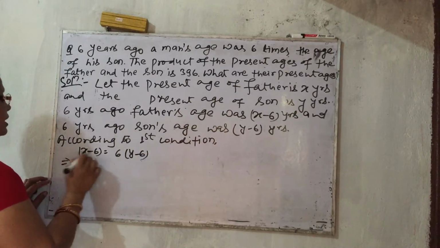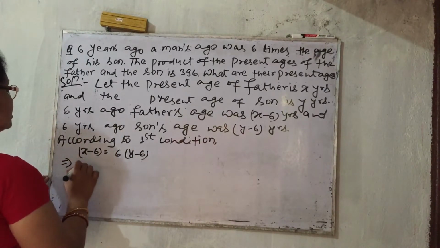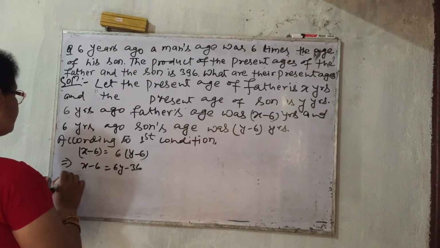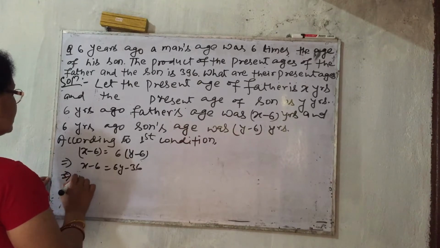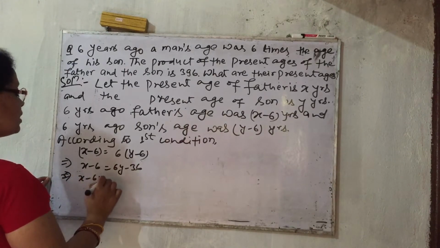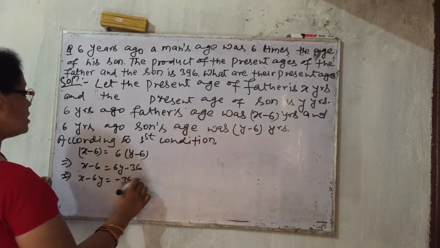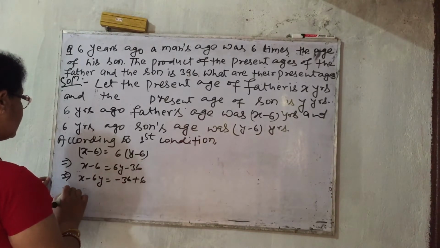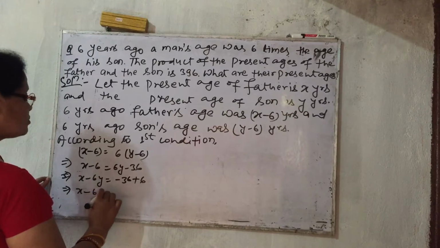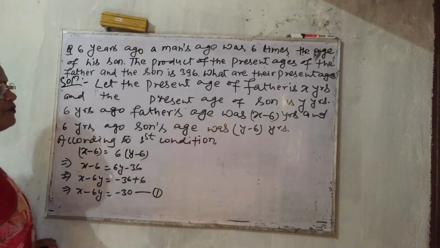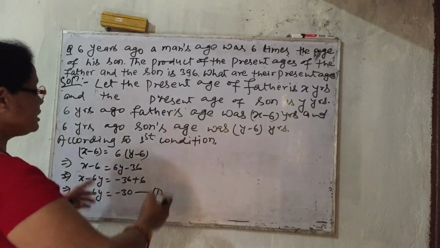From here we can make the equation x minus 6 equals 6y minus 36. Or we can write x minus 6y equals minus 36 plus 6. That means x minus 6y equals minus 30. It is equation first.